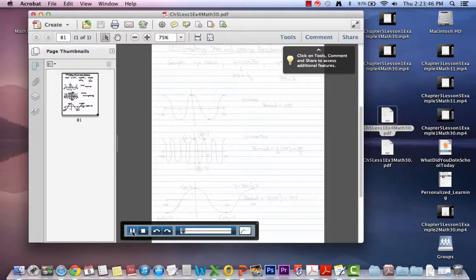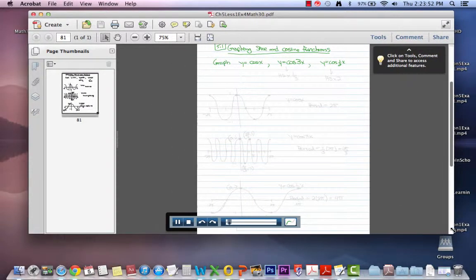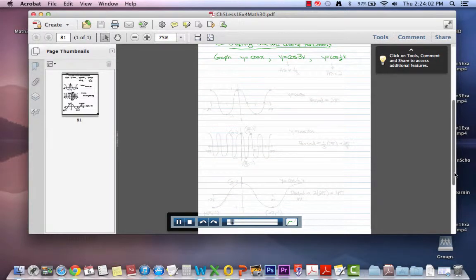Next example comes out of 5.1, graphing sine and cosine functions. In this example, we're asked to draw three graphs: y equals cos x, y equals cos of 3x, y equals cos of a half x. Hopefully, again, you recognize that this should be a transformation, and even a transformation you've seen before.